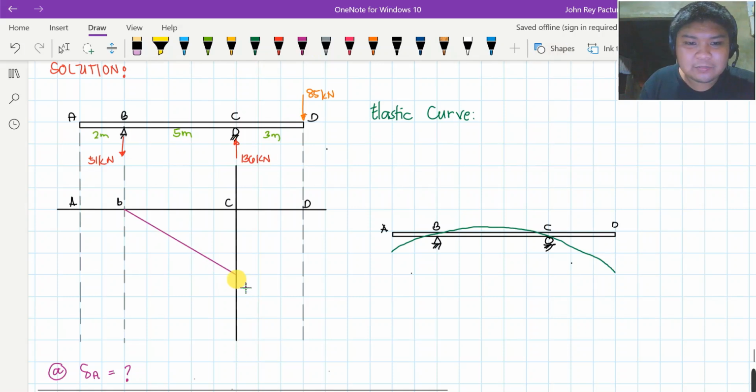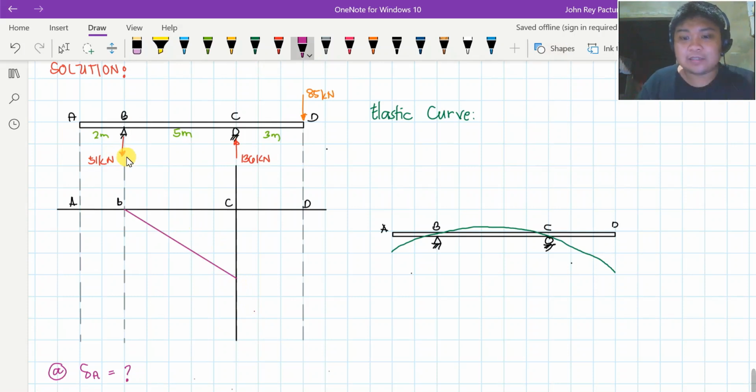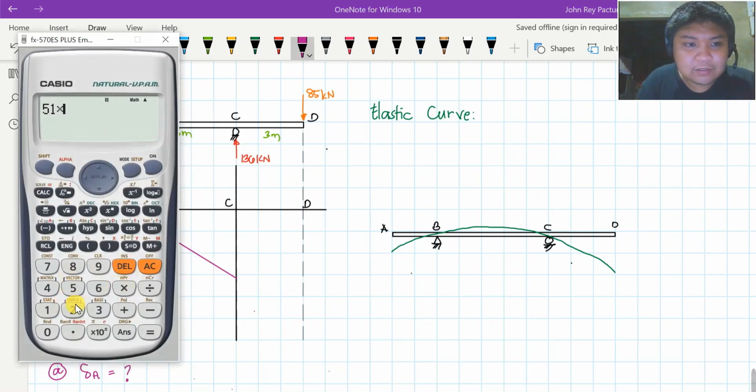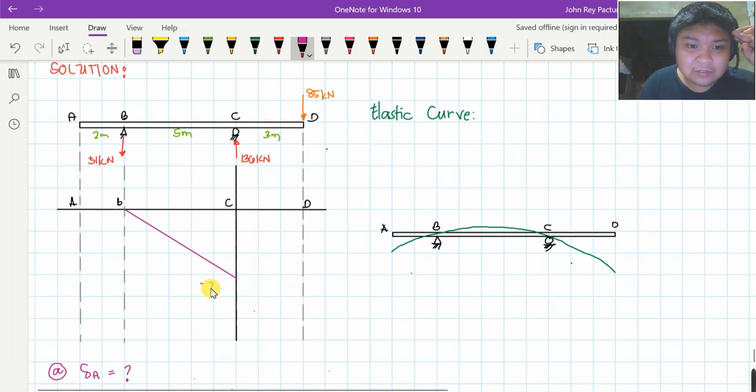So, this time, since pababa yung 51 class, no? Take note of this, di ba? Pababa itong 51. So, therefore, this must be a negative. Okay? So, ang computin natin yan, that will be 51 times, ilan siya? 51 times 5, right? So, 255. So, this will be negative 255. Okay? So, of course, from concentrated load, magiging first degree siya.